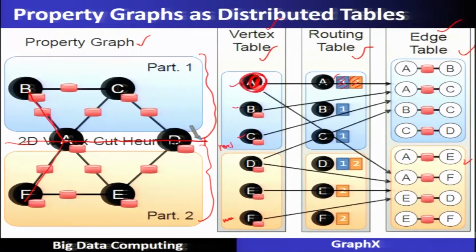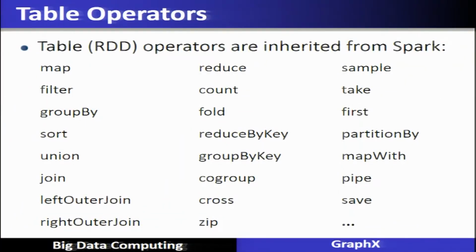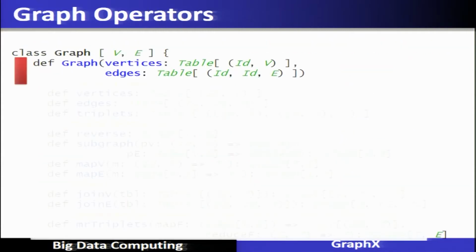And for example, the vertex E will be referred to only in the second partition, hence the routing table for E will contain only 2, the second partition. This way the vertex table and edge table can be distributed, and together with the help of the routing table will be used as distributed tables. There are different table operators which are inherited from Spark that we can see here.